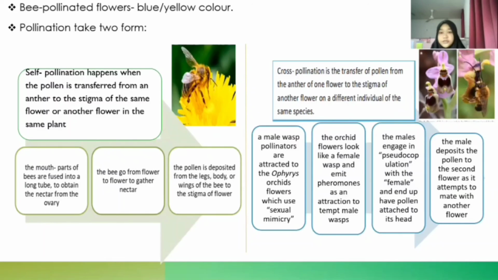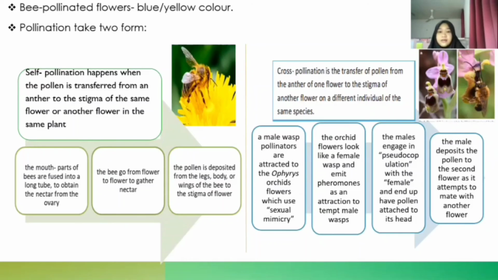Next is the cross-pollination. Cross-pollination is the transfer of pollen from the anther of one flower to the stigma of another flower of a different individual of the same species. For example, the pollinator will transfer the pollen from the flower of plant A to another flower of plant B.